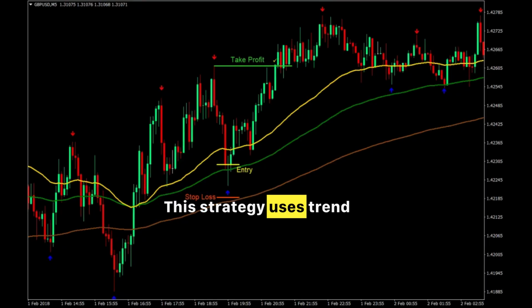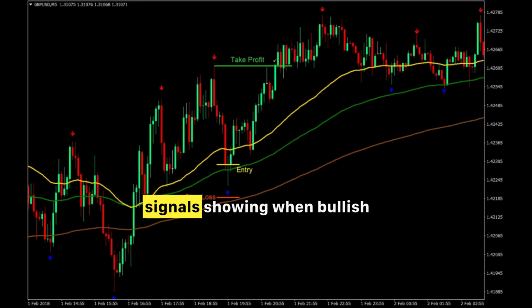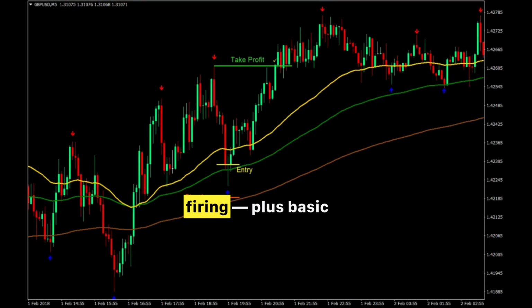This strategy uses trend flow arrows, clear signals showing when bullish or bearish momentum is firing, plus basic price action to time entries. Here's how it works.